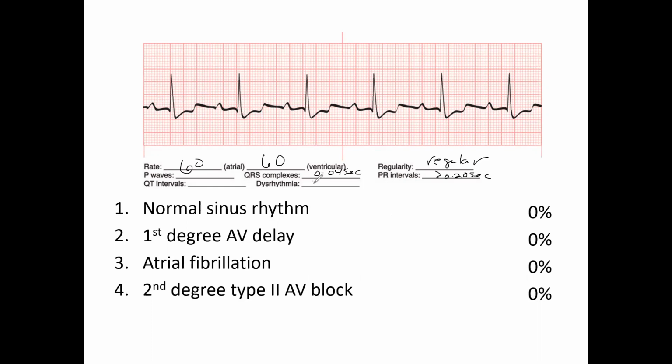And then the dysrhythmia, we know we're looking at first degree because of the rules we applied with the block. So it's not a normal sinus rhythm. It is a first degree atrioventricular delay. It's not atrial fibrillation, and it's not second degree type 2.